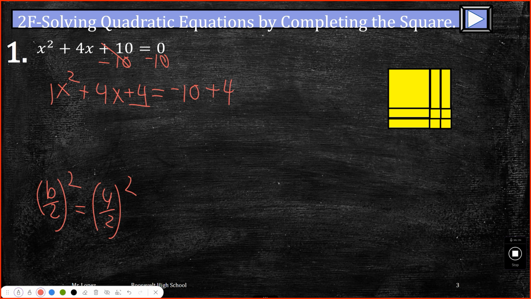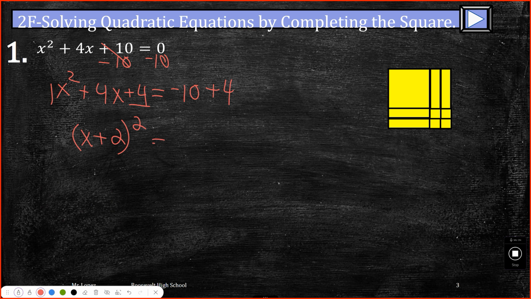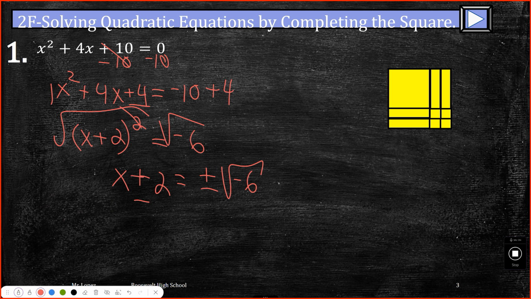But this is procedural. Then you go ahead and do the x. Most of the time it will turn out to be like this: a quantity squared, and it's going to be x, and the square root of 4 is 2, plus 2 is equal to -10 plus 4 is -6. You square root it. You get x plus 2 equals plus or minus square root of -6. And then just move it over. This is the procedural way to do it: -2 plus or minus square root of -6.